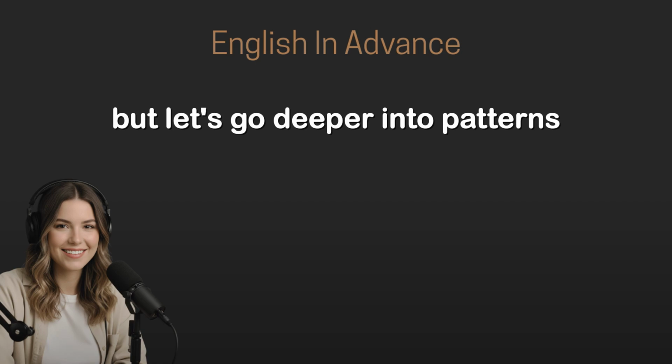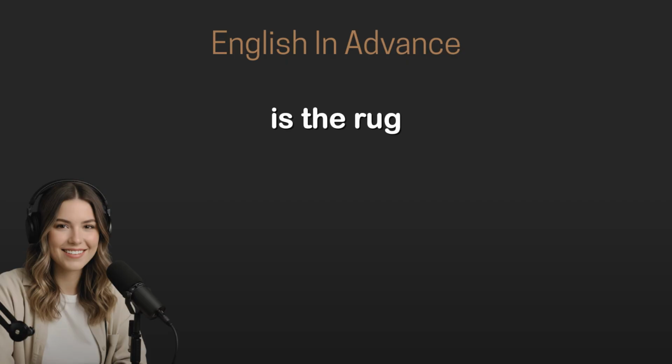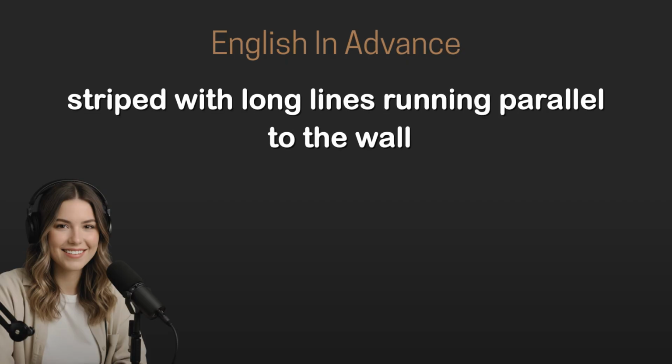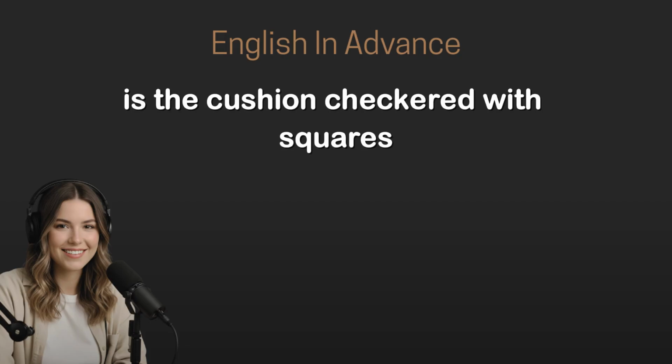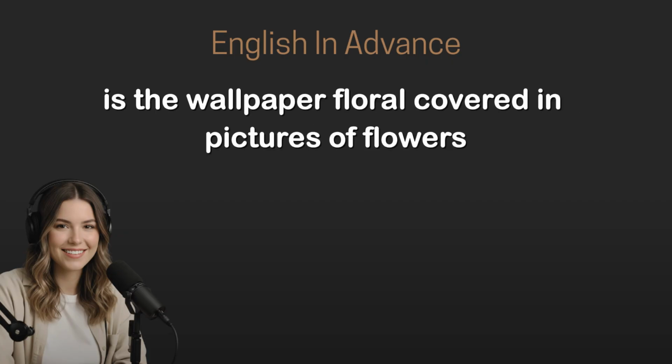But let's go deeper into patterns because objects are rarely just one solid color. Is the rug striped with long lines running parallel to the wall? Is the cushion checkered with squares of red and white like a picnic blanket? Is the wallpaper floral covered in pictures of flowers?